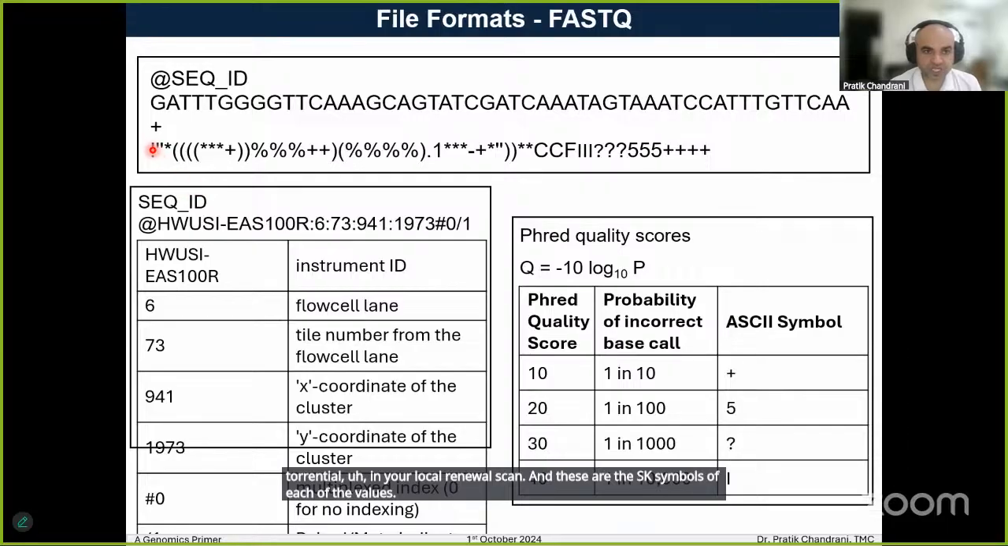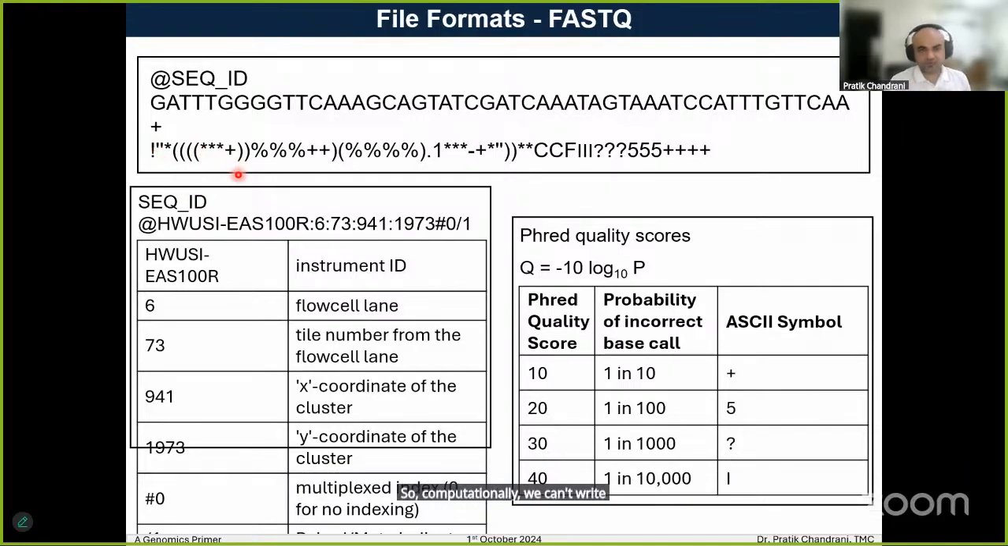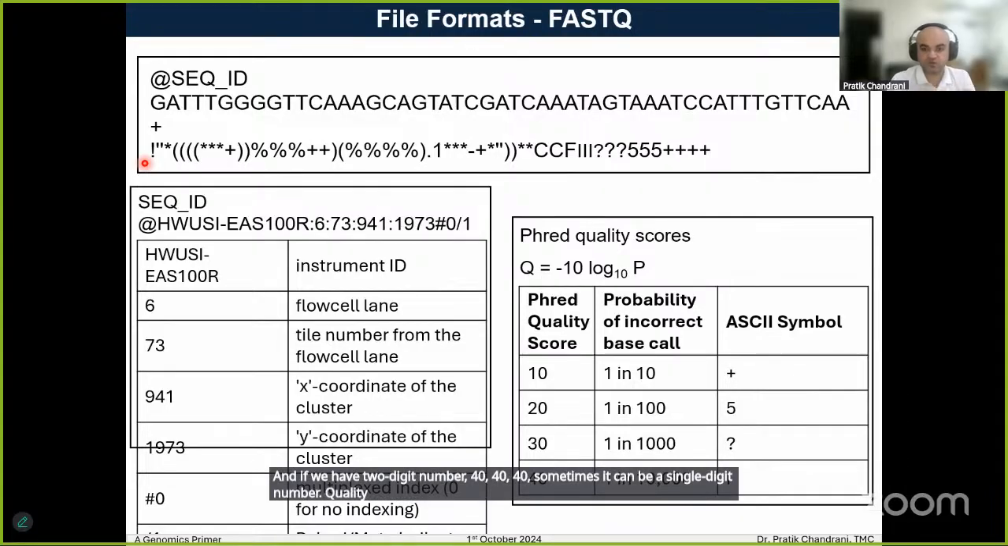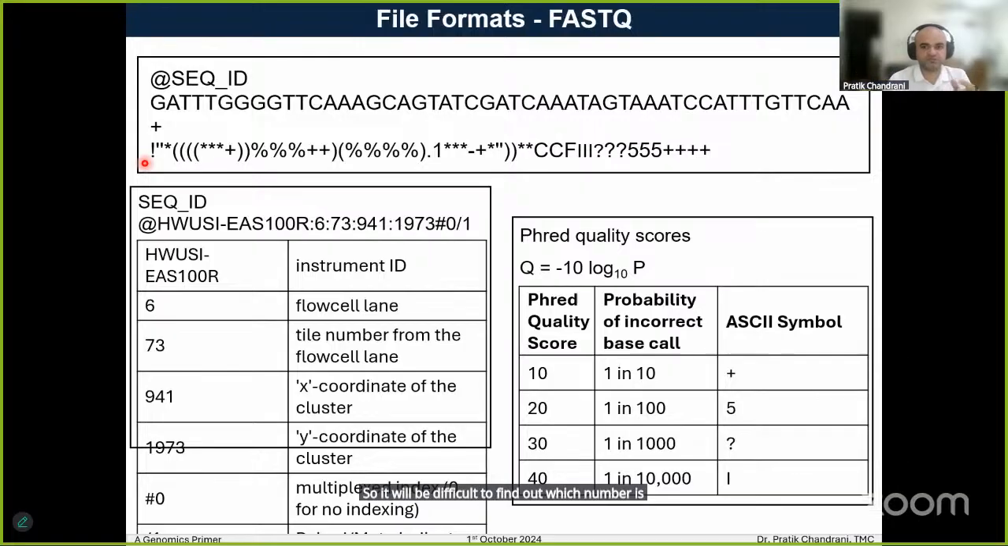So computationally, we can't write these numbers because if we have, say, 150 nucleotides here, and if we have two-digit numbers, 40, 40, 40, sometimes it can be a single-digit number. Quality score is 1, 2, or 5. So it will be difficult to find out which number is associated with which nucleotide.